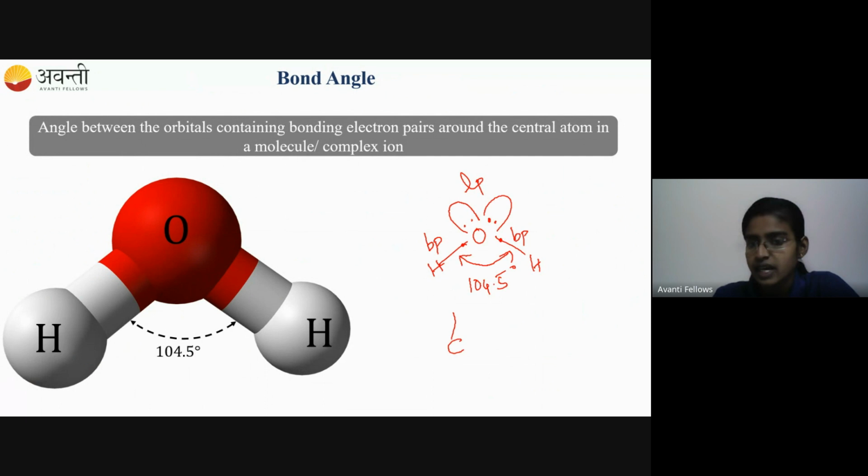If we take the methane molecule, CH4, what is the HCH bond angle? It is 109.5 degrees.